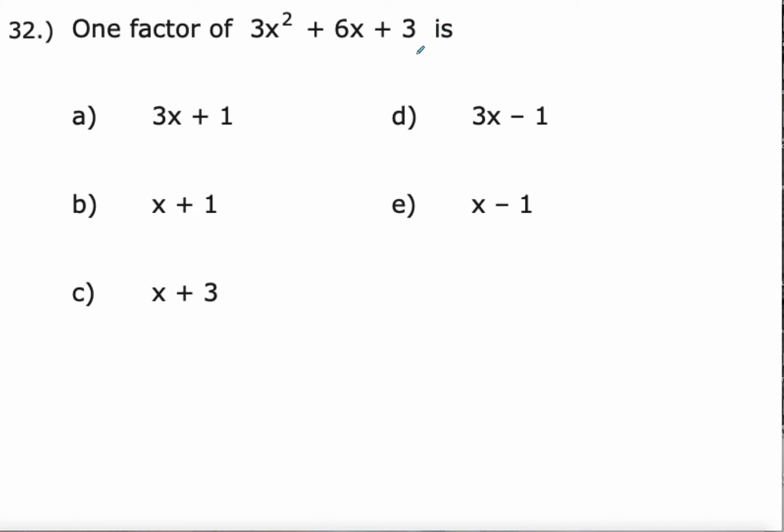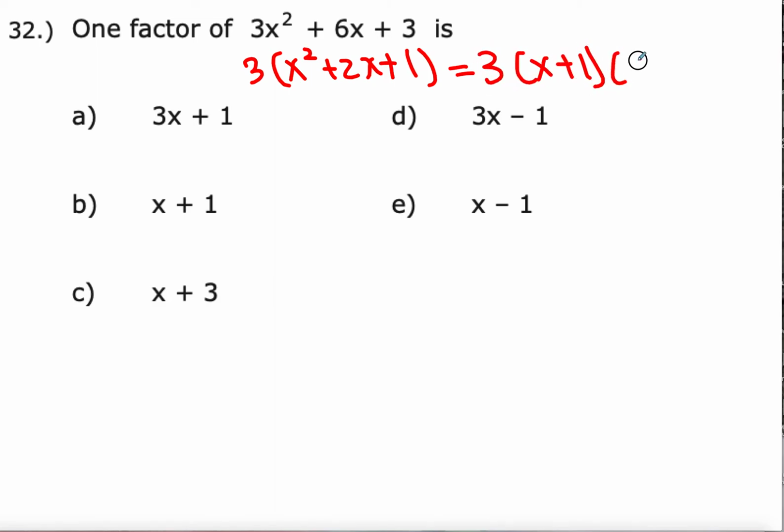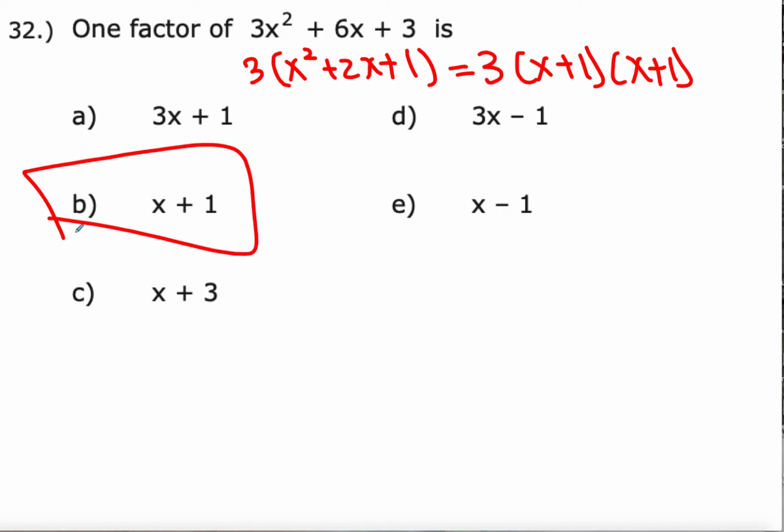This is similar to before. I can factor 3 out: x squared plus 2x plus 1. Then which two numbers multiply to 1 but add up to 2? It's 1. So we get 3 times x plus 1 times x plus 1, which is equal to choice B. That's one of the factors.